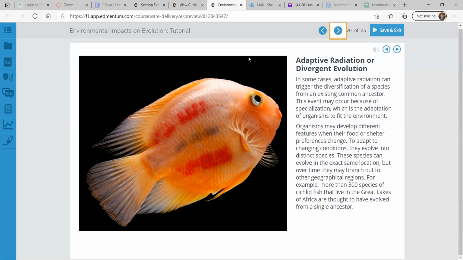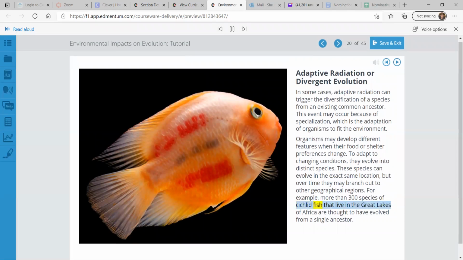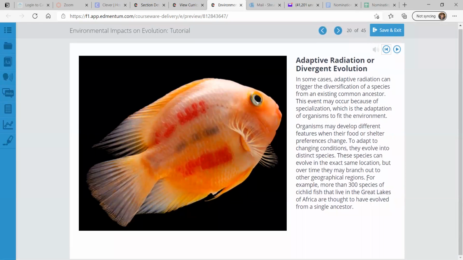For example, more than 300 species of cichlid fish that live in the Great Lakes of Africa are thought to have evolved from a single ancestor.